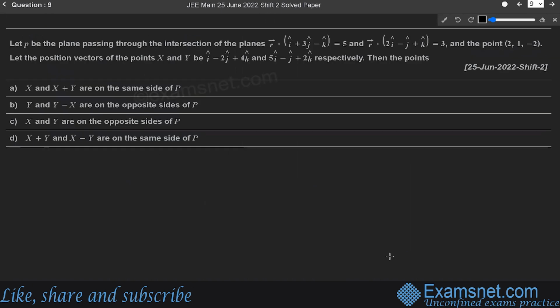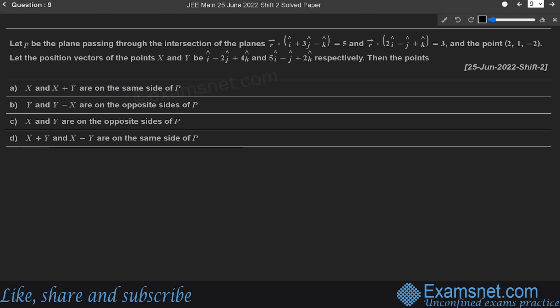Next question is a very interesting question. Let P be the plane passing through the intersection of the planes r vector dot (i plus 3j minus k) is equal to 5 and r vector dot (2i minus j plus k) is equal to 3, and the point (2, 1, minus 2). Let the position vectors of the points X and Y be i minus 2j plus 4k and 5i minus j plus 2k respectively. Then the points.